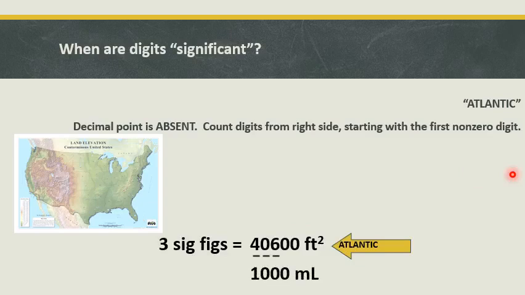Let's see another example. There is no decimal present, so from right to left with the first non-zero digit, which is 1 here. So how many sig figs are here? Yes, we are right, 1 sig fig.